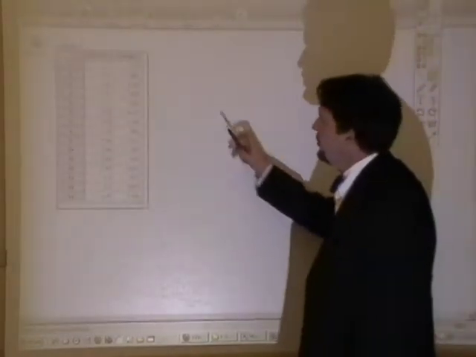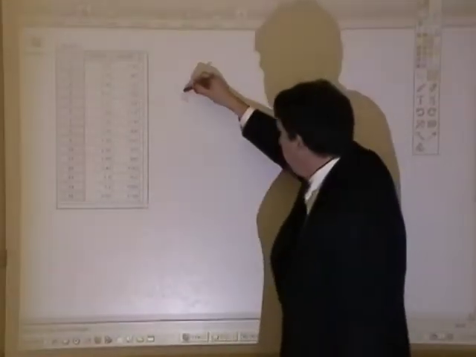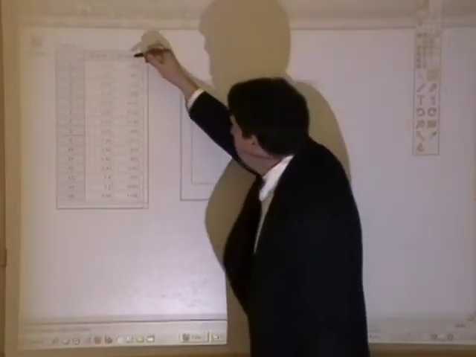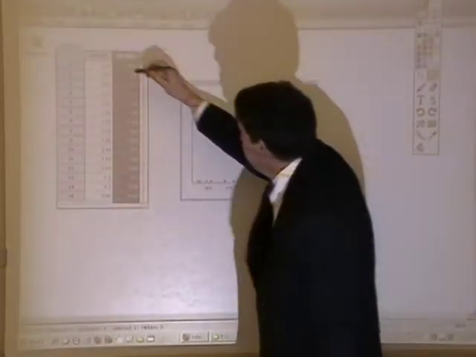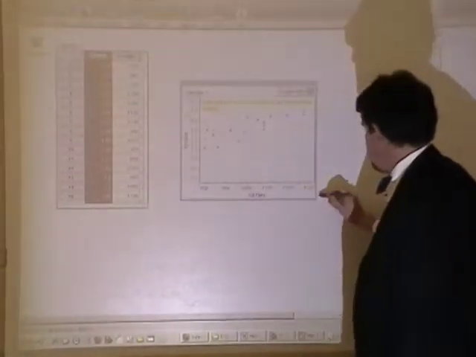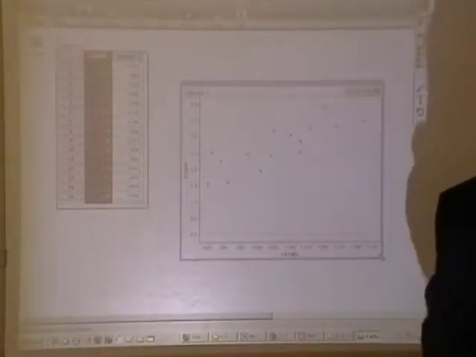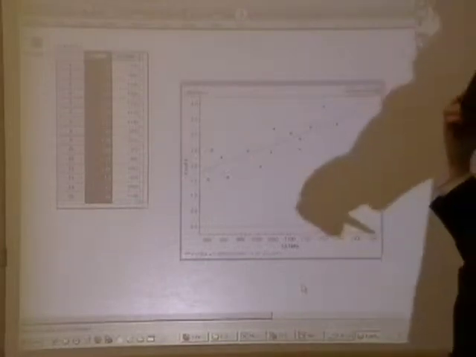All right, so what we're going to do is bring up the Fathom program again, and we're going to bring up the graph of SAT predicting freshman year GPA. And we're going to make it bigger, and we'll put in the line of best fit. Here we are with the line of best fit, otherwise known as the least squares line or the regression line.